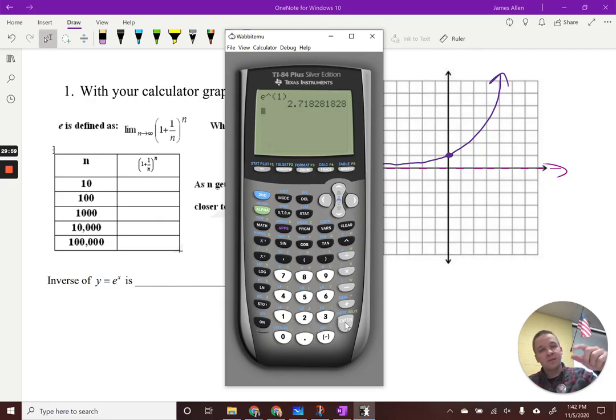Mic drop. 2.718. That 2 would have rounded up to a 3. We just didn't see it next. 2, 8, 1, blah, blah, blah, blah, right? Crazy. That was cool. Wasn't that cool? That was super cool. All right, so it keeps getting close to that number. e is that number that it keeps getting closer to. We just showed that in the table. That's fascinating stuff to me.